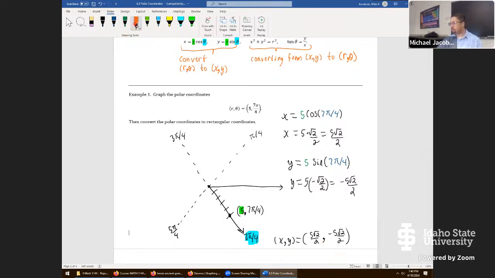If you'd like, you can also superimpose the xy plane on top and see if that seems reasonable. 5 root 2 over 2, well, at least it's positive as it should be. Negative 5 root 2 over 2, it's negative. It looks like it's plausibly the correct Cartesian coordinate for that polar coordinate right there.